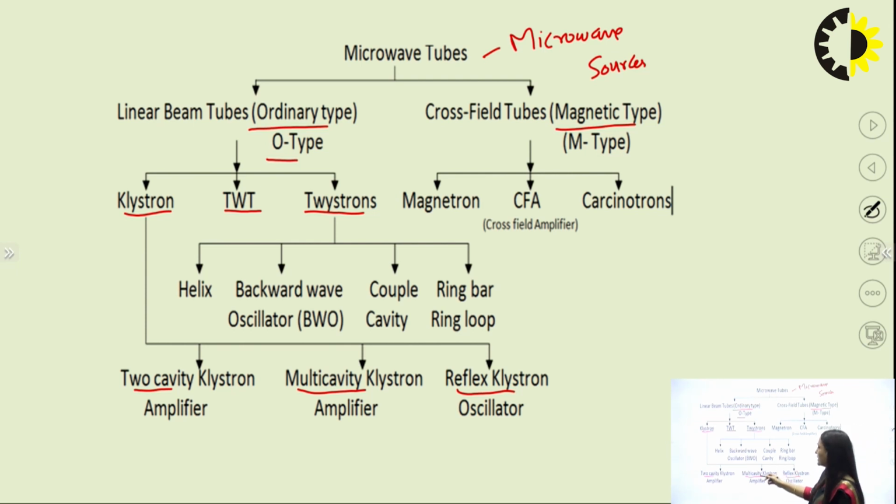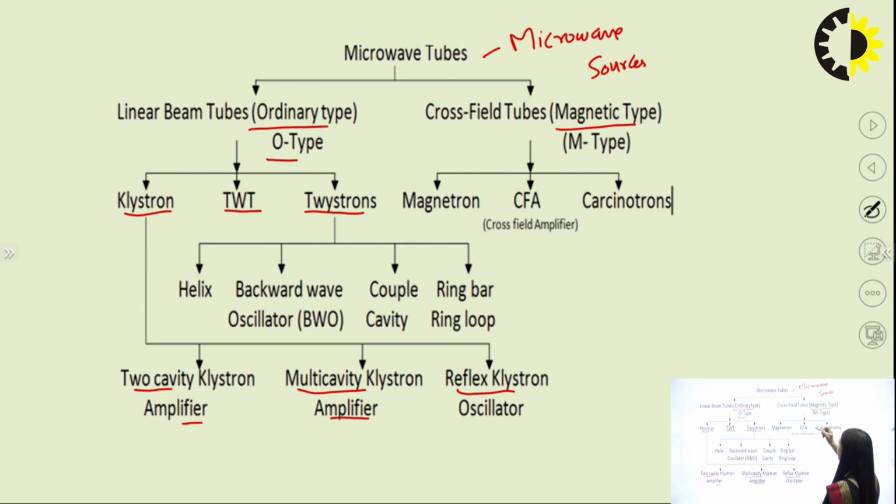In the multi cavity klystron there is a combination of two cavity klystrons, so a bunch of cavities are present here. The signal will be amplified by the two cavity klystron. After that, again one cavity will be present, and it will again amplify. So these two are used for amplification of your input signal, and the amplified signal is the microwave signal.